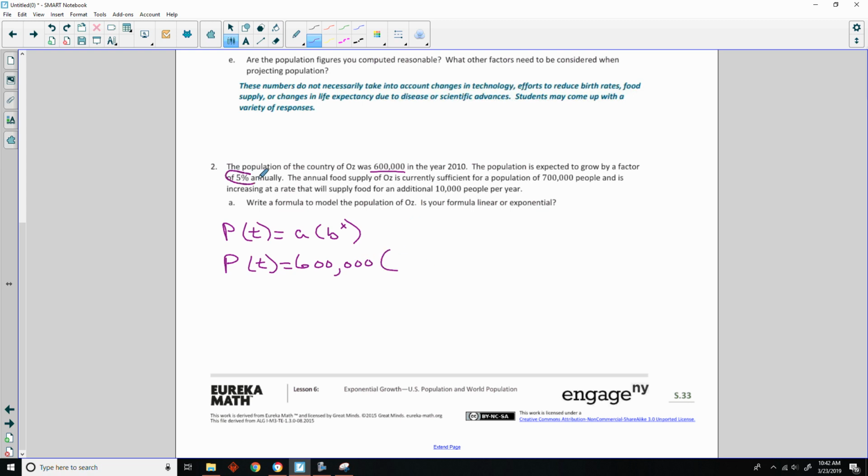Okay, my rate of change is 5%. That's 1, so it's going to increase 5%, so that's 105%, or 1.05 is my B. And that is going to be to the power of t. So there's my equation. And it doesn't matter, since there's only one thing in the parentheses, where the variable goes does not matter. Okay, and this formula is exponential.